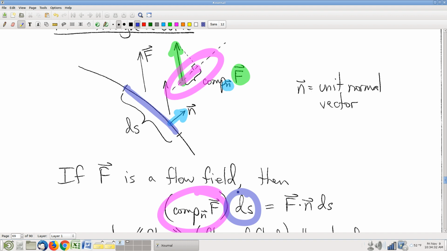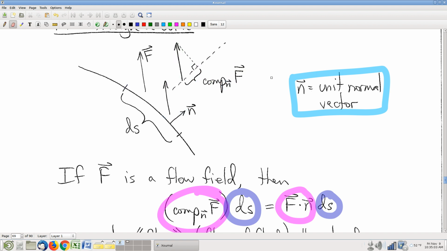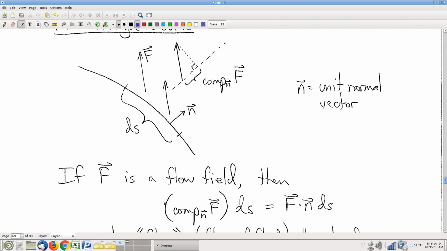Everybody happy with that? By the way, don't forget our formula for components. Components are computed with dot products with unit vectors. Let's assume that our little n there is a unit vector. In fact, you'll notice I'm describing it here as our unit normal vector. And so that is computed by F dot n. Okay, so this is our idea of flux of a fluid over a line.